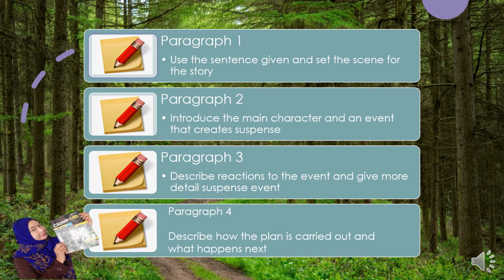This is the plan of your writing. In paragraph 1, use the sentence given and set the scene for the story. For paragraph 2, introduce the main character and an event that creates suspense. In paragraph 3, describe reactions to the event and give a more detailed suspense event. In paragraph 4, describe how the plan is carried out and what happened next.